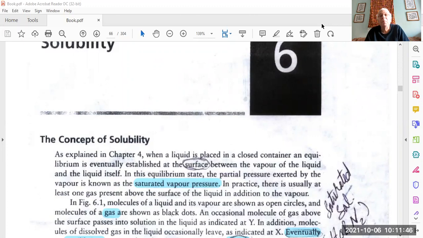Bismillah ar-Rahman ar-Rahim. We are going to discuss today solubility, which is chapter 6 in Barber's book. First of all, we're going to talk about the concept of solubility.